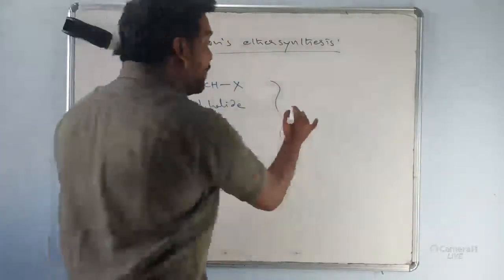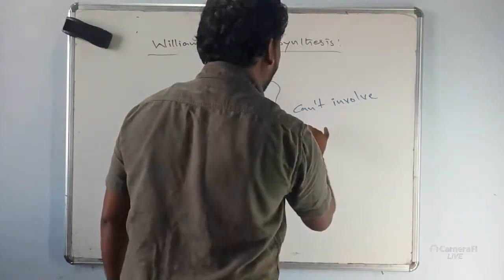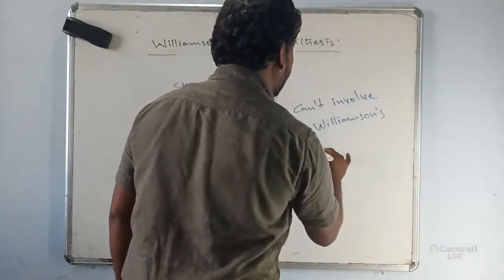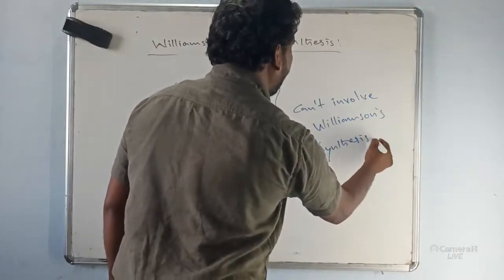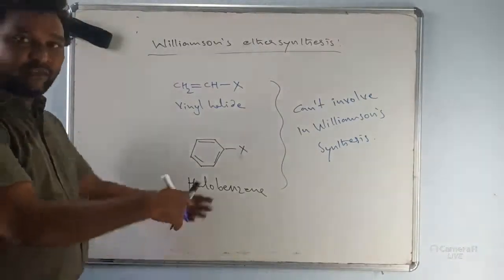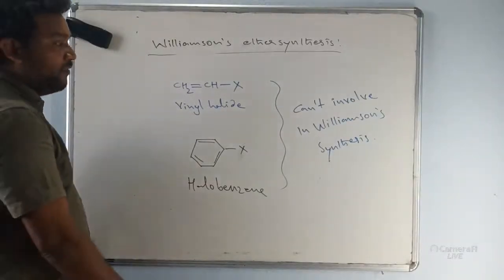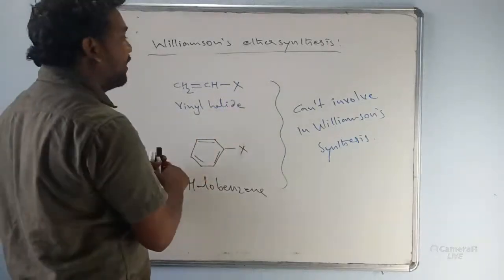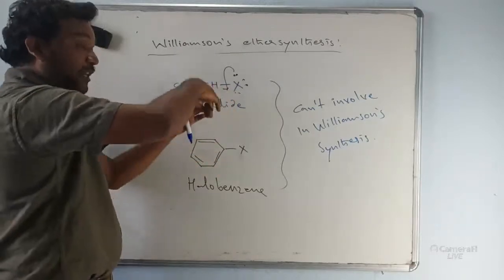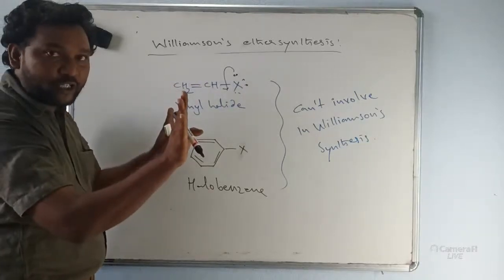cannot be involved in Williamson's synthesis or etherification. Why? Simple. Williamson synthesis is a nucleophilic substitution reaction, and nucleophilic substitution is not possible with vinyl halides and aryl halides. The reason is that conjugation exists between the lone pair of electrons and the pi bond electrons. Due to the conjugation, in spite of leaving as a nucleophile, the halogen forms double bond character and comes close to the carbon. So nucleophilic substitution is not possible.